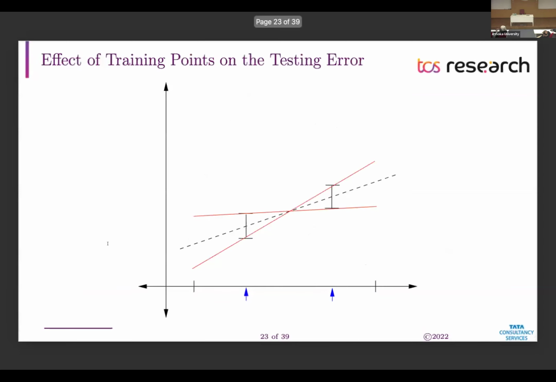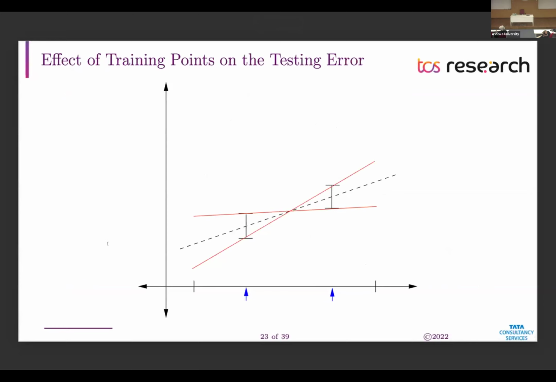So let us take a simple picture. Suppose this is the true curve, which is now linear. So I'm fitting a degree 1 polynomial, let's say, right? This is my true curve, and I can choose. I just need 2 data points to fit a linear curve, right? So I get to choose where these training points are.